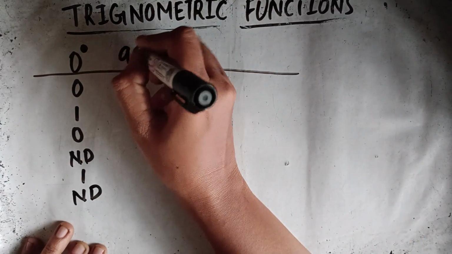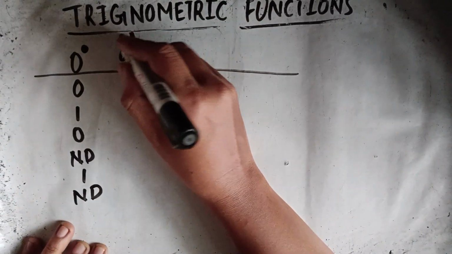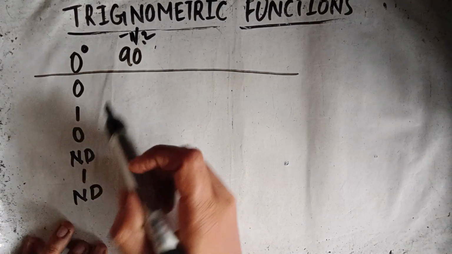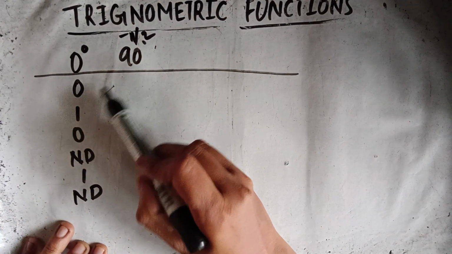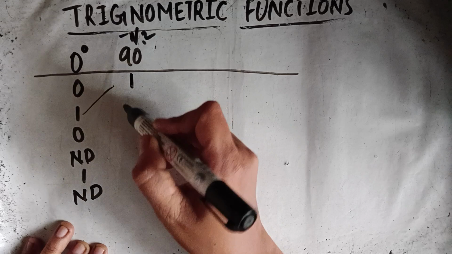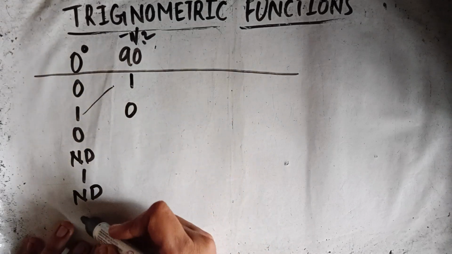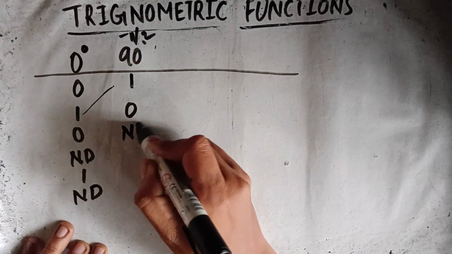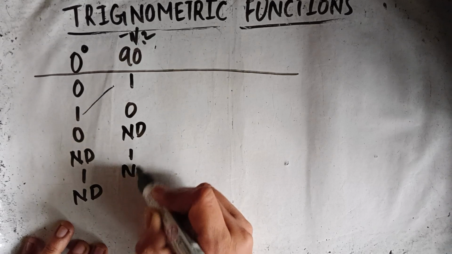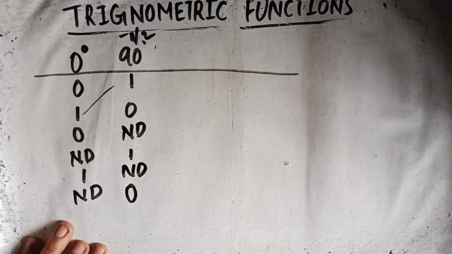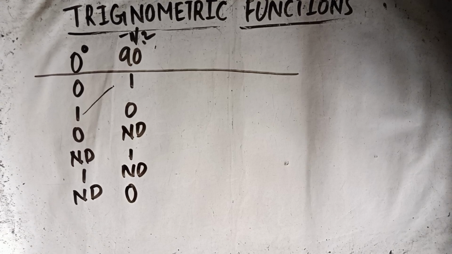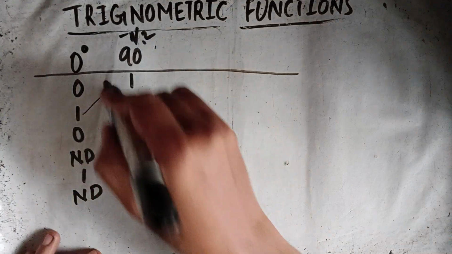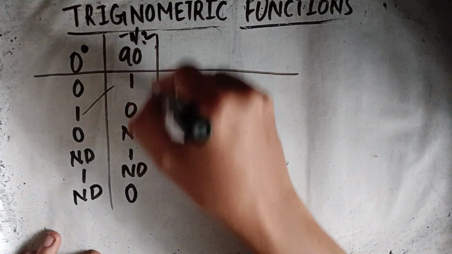Then we have 90 degree. 90 degree is nothing but pi by 2. For 90 degree you have to start from 1, from here: 1, then you follow this, not defined, 1, not defined, 0. These two are done.